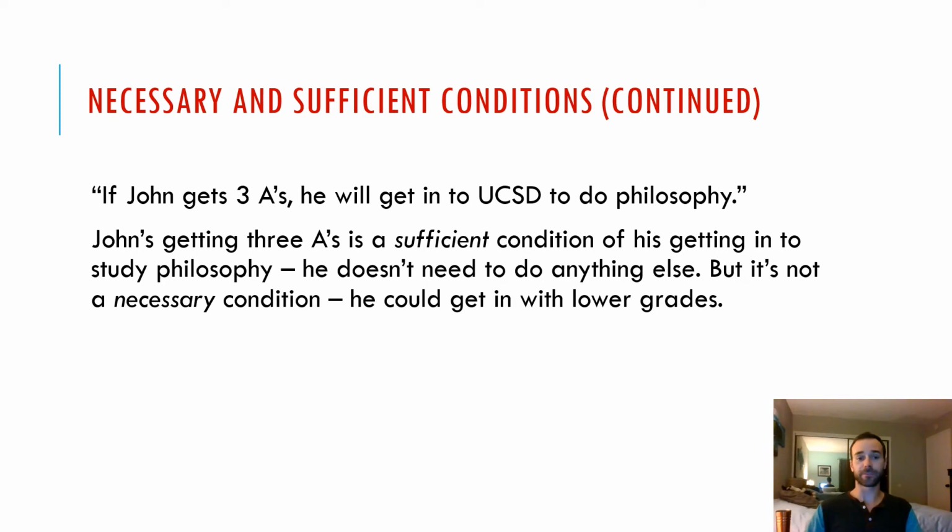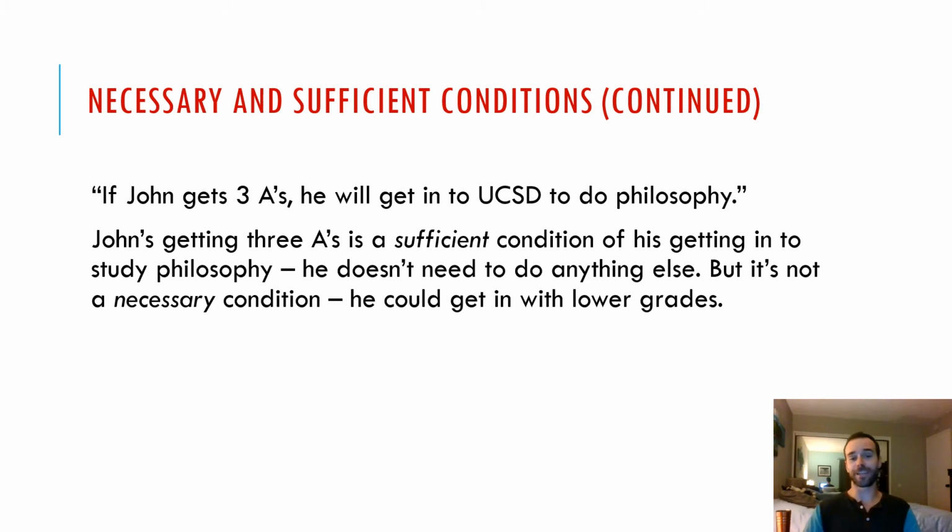Now looking at this proposition, if John gets 3 A's, he will get into UCSD to do philosophy. What we're saying here is that 3 A's is sufficient to get into UCSD to do philosophy. So, even if John doesn't take the SATs, is not a part of any program, and is terrible at sports, as long as he gets 3 A's, he'll get into UCSD to do philosophy.